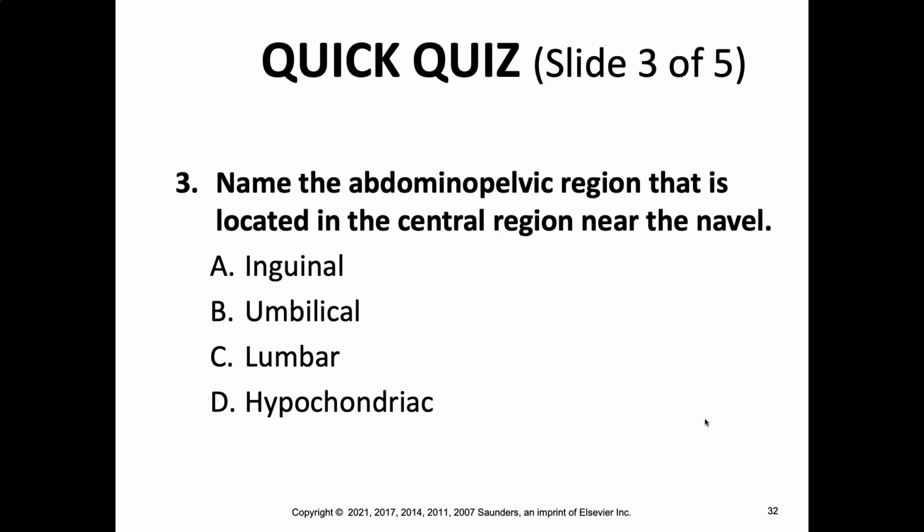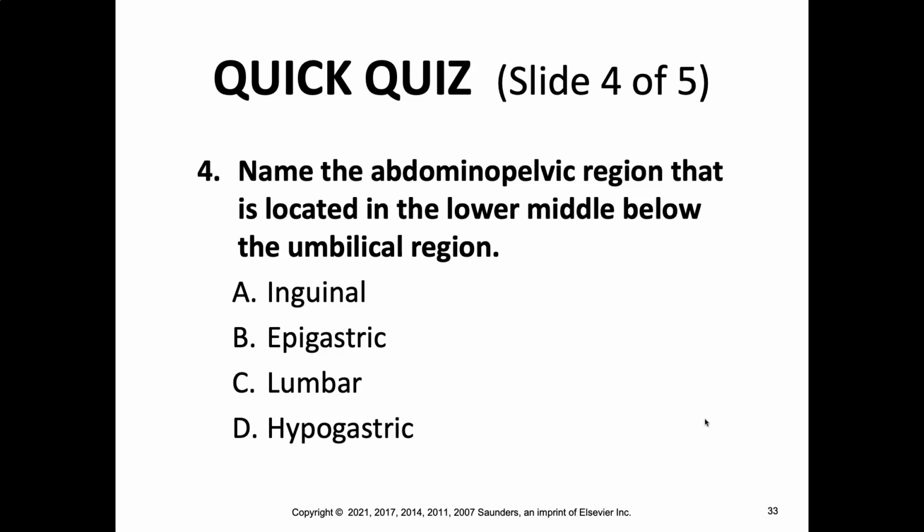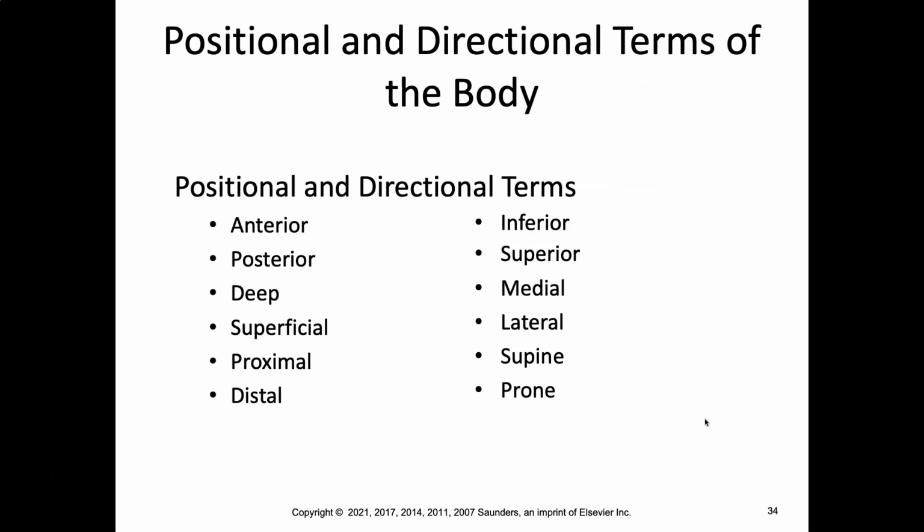So, quick quiz. Name the abdominal pelvic region that is located in the central region near the navel. And when you see navel, think belly button, and that should help you. All right, name the abdominal pelvic region that is located in the lower middle below the umbilical region. Below. So be thinking of that prefix that means less or below or those types of things.